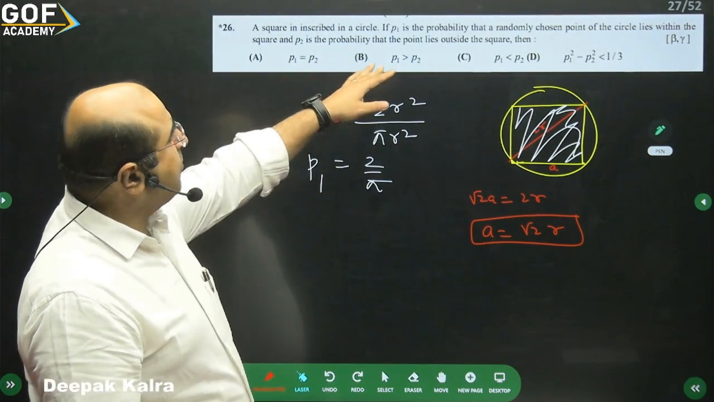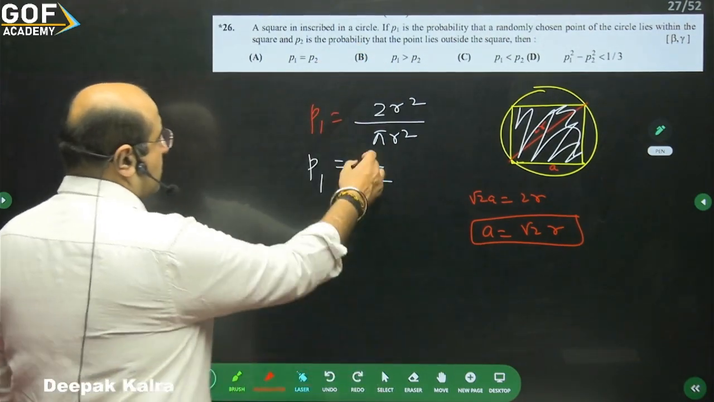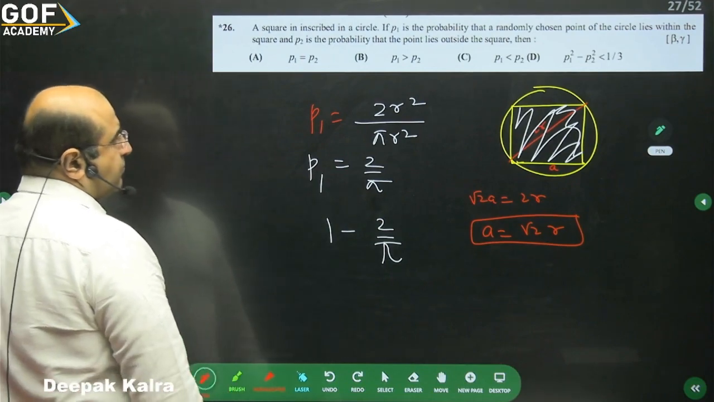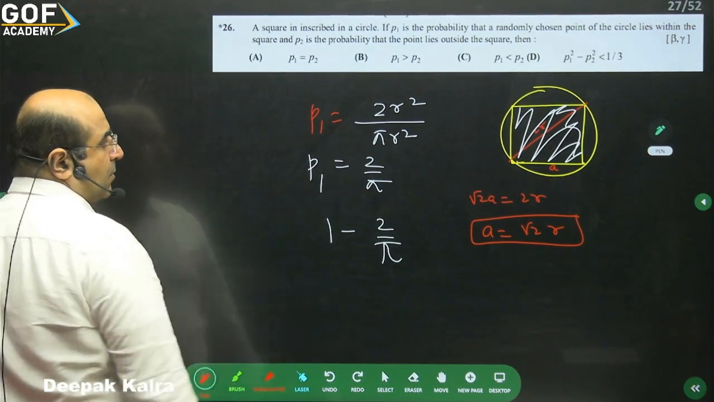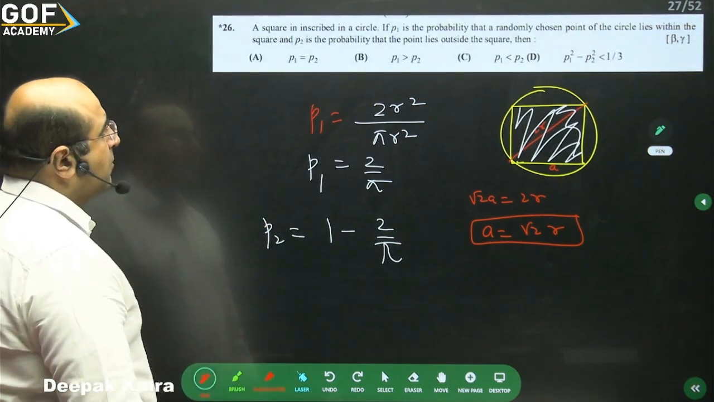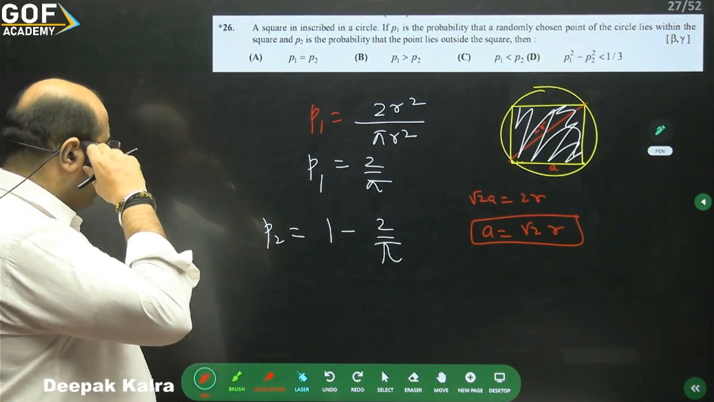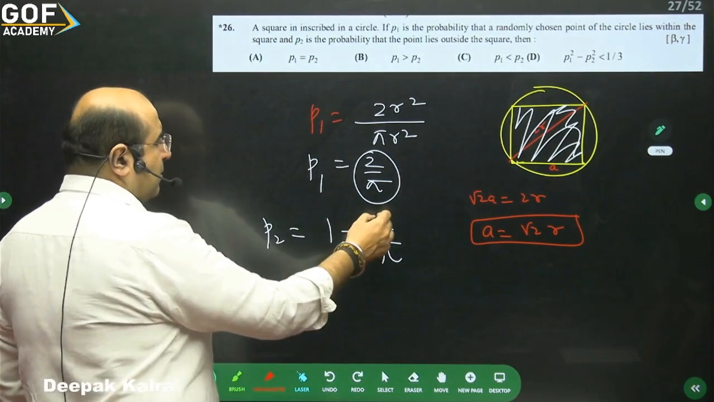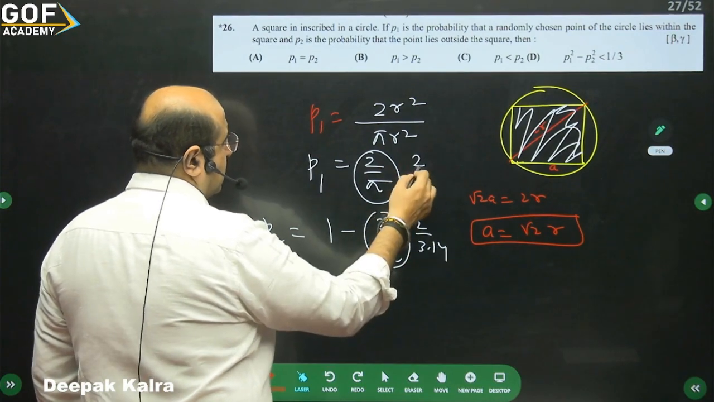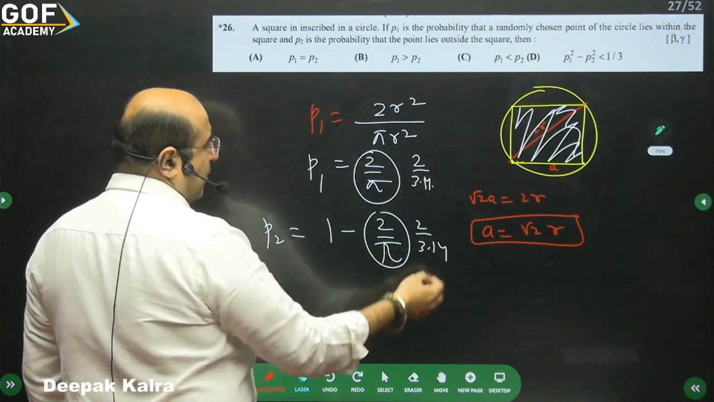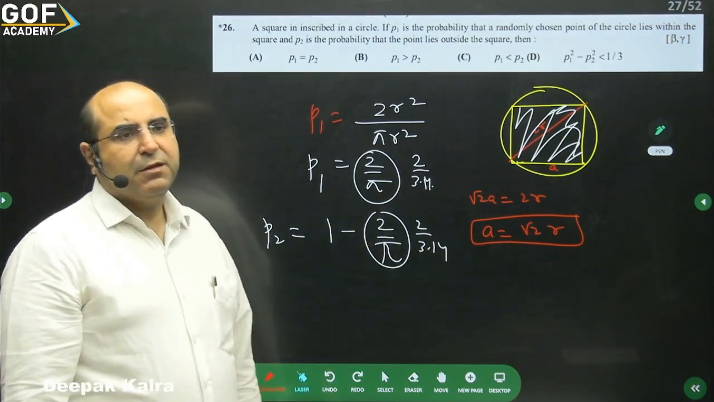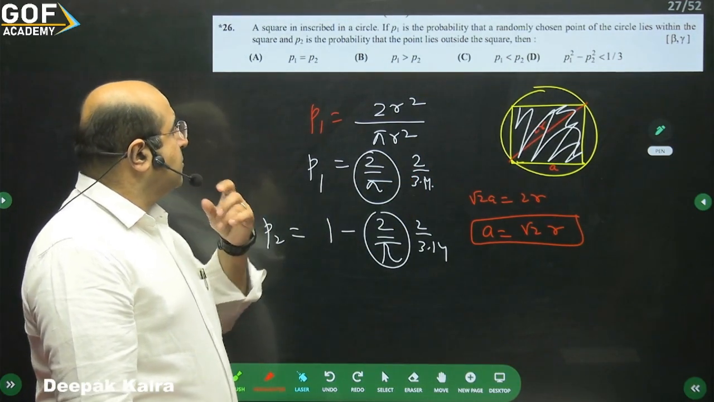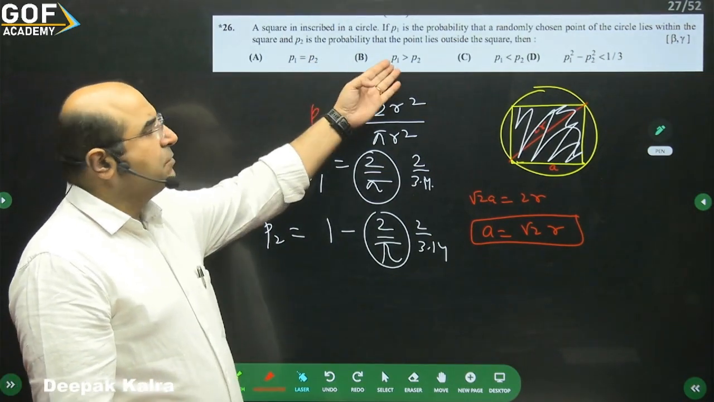And P2 is the probability that the point lies outside the square, means 1 minus 2 over pi. Can I say that? This is your P2. So naturally 2 over pi and 1 minus 2 over pi, you can very well see that 2 over 3.14, when you do division, approximately, 1 minus this value, compared to this one, is smaller. P2 is smaller than P1.